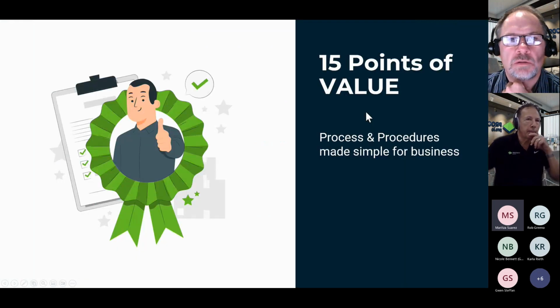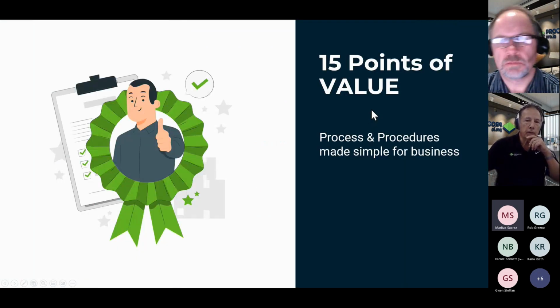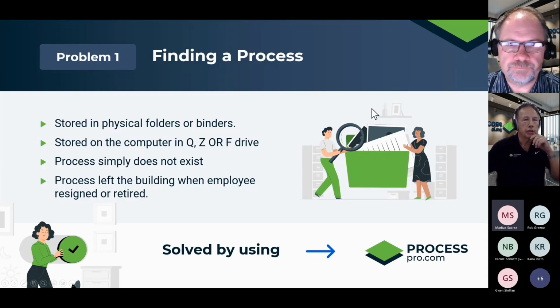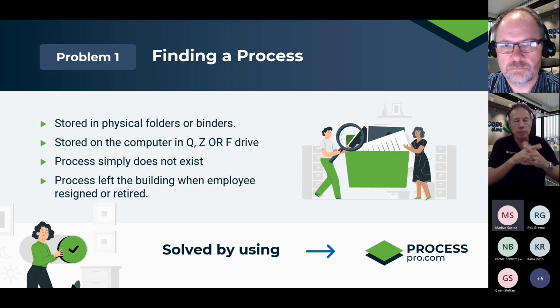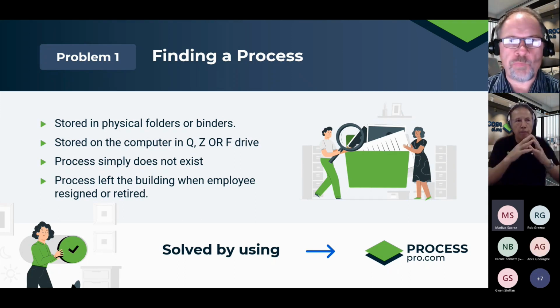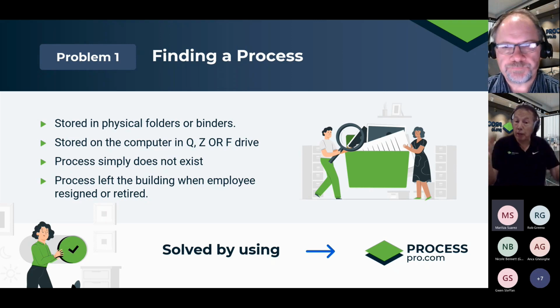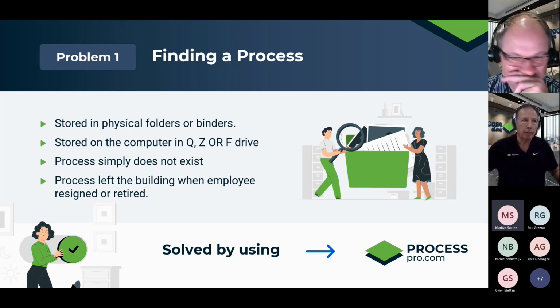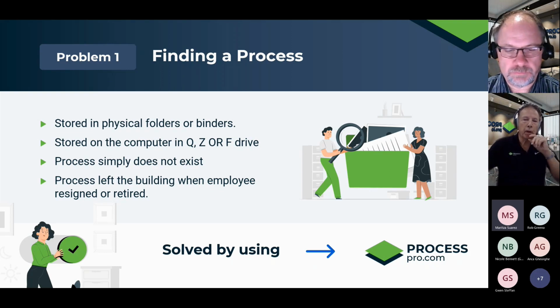What we're going to talk about is about 15 points of value that we've seen that's been very obvious to organizations. One of the critical ones is finding processes that have been stored in physical folders or binders or on your Z drive as an organization. It's also separate, possibly between your departments. We've looked at that and we've resolved that by having all your processes in one library, and James will go through that during the presentation.